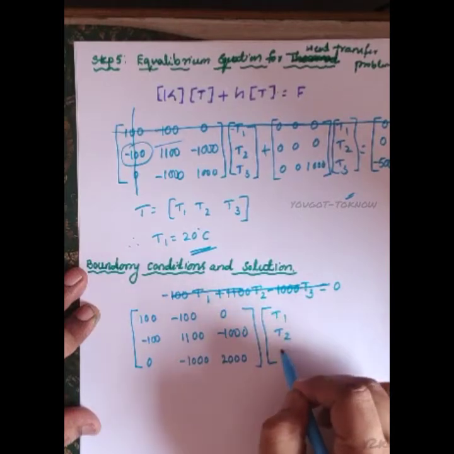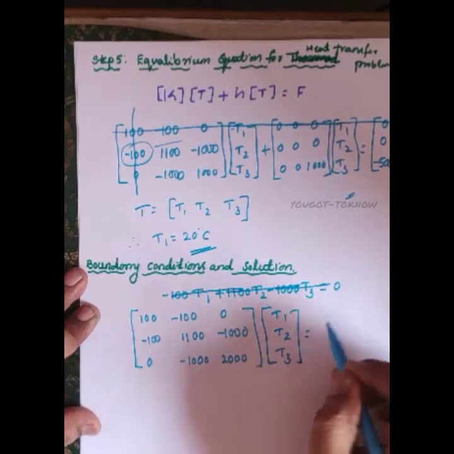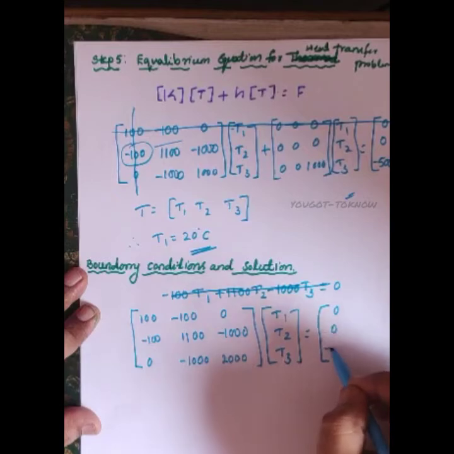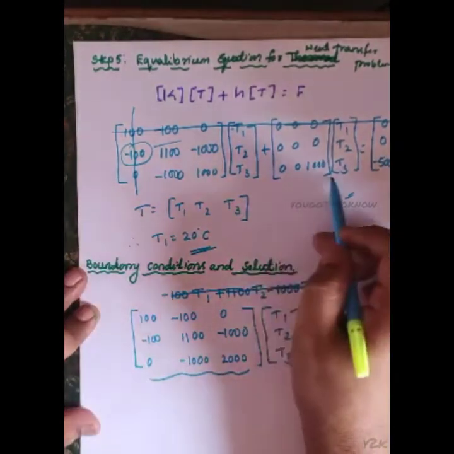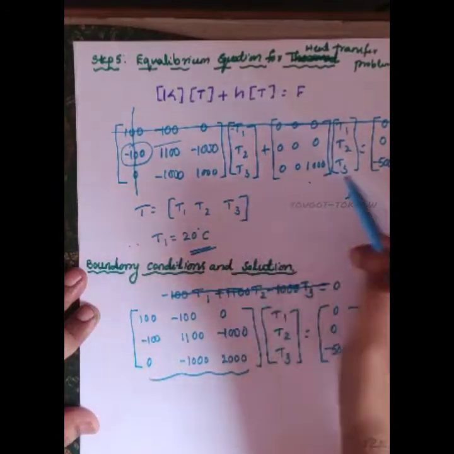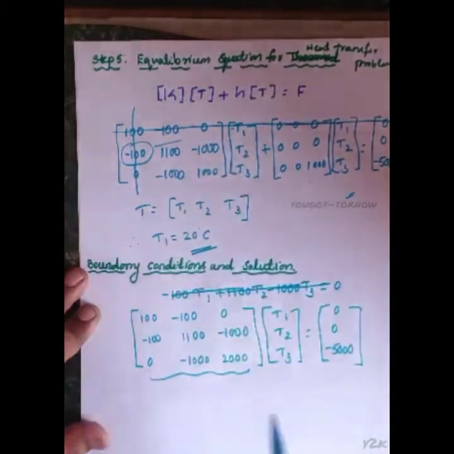T1, T2, T3 will be common. Then 0, 0, minus 5000. This is called your global matrix. Sometimes you don't write it individually. You can combine it and write it. Before elimination, you do this.